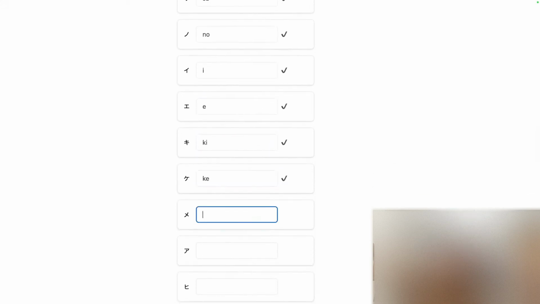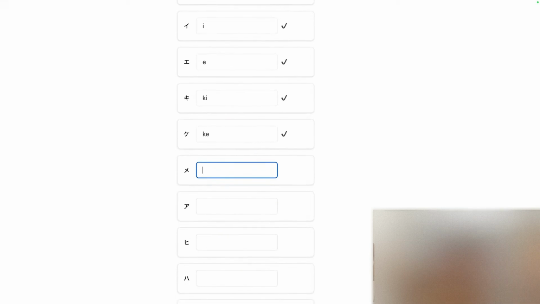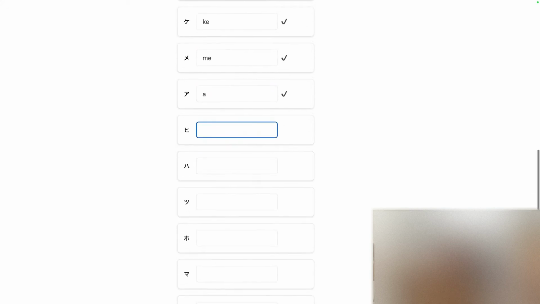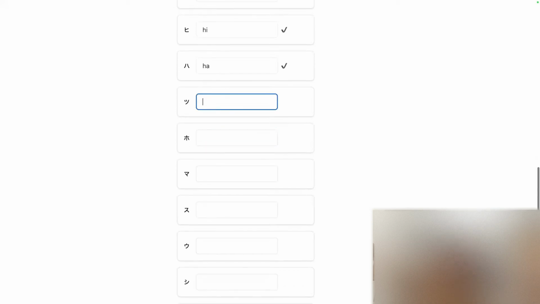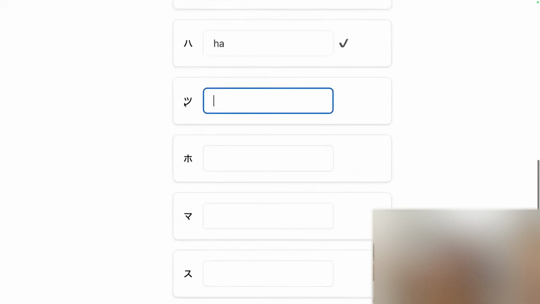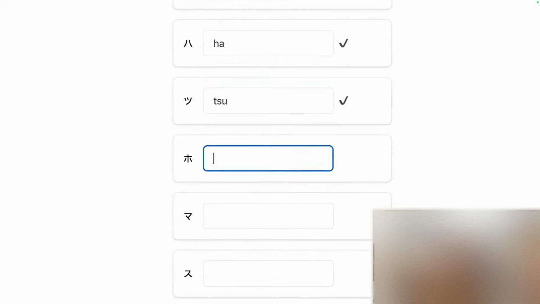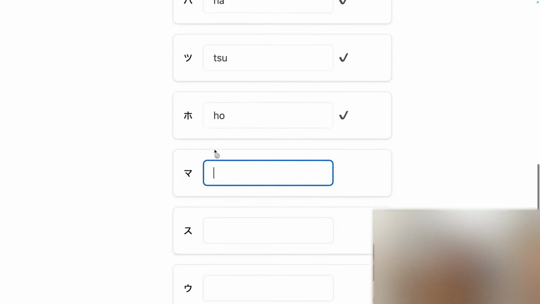This extends to the right. Here we have 2 lines meeting. They're kind of crossing. They're meeting. So this is me. This is a. In this cluster of H, it's ha, hi, fu, he, ho. This is he. This is ha. This one is not. This is tsu. This looks like a home. Ho. Home.